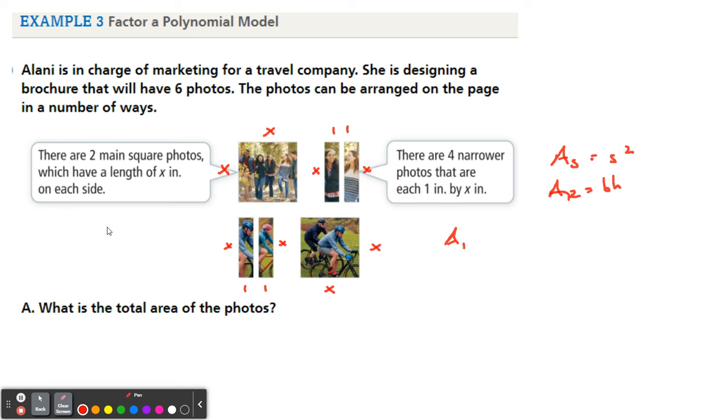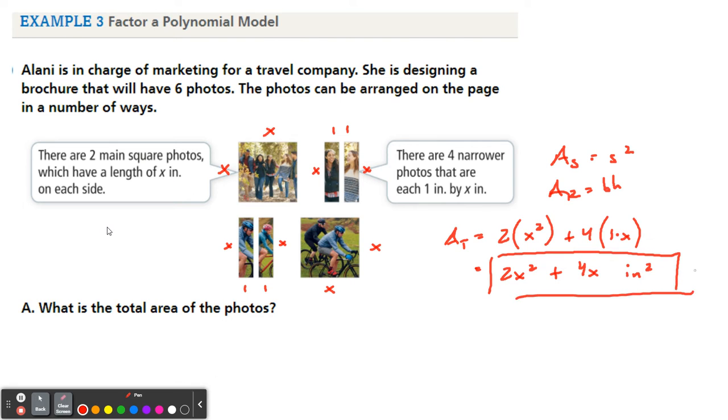So our area total is going to be 2 times the area of the squares, and each side is x, so 2x squared, plus 4 areas of the rectangles, and that would be 1 times x, because those are the dimensions. So this is going to simplify to 2x squared plus, and then we just multiply, 4 times 1 times x is 4x. And this would be area in inches squared. So this would be your total area.